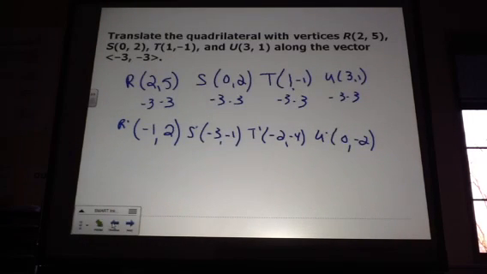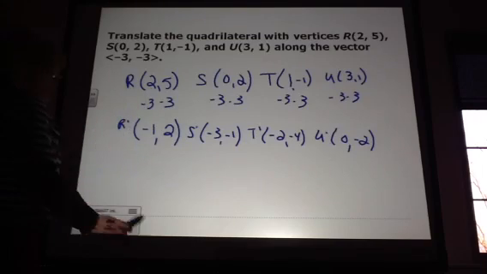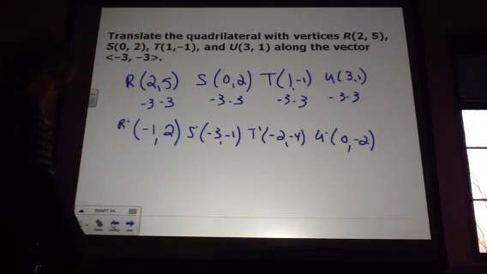So you should have R prime at negative 1, 2, S prime at negative 3, negative 1, T prime at negative 2, negative 4, and U prime at 0, negative 2. And you're adding negative 3 to your horizontal and vertical values there.